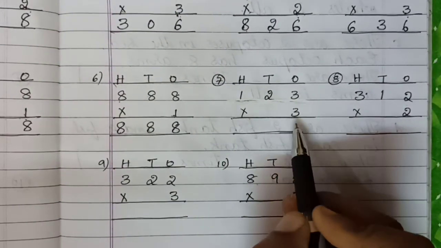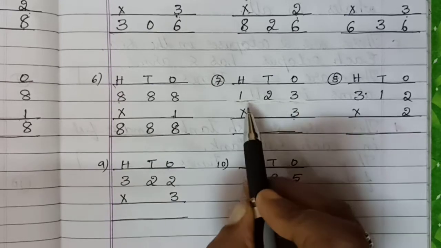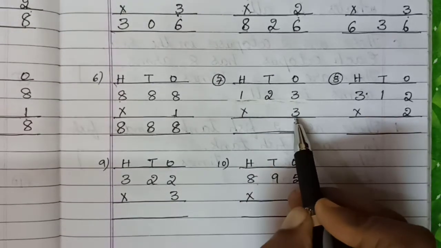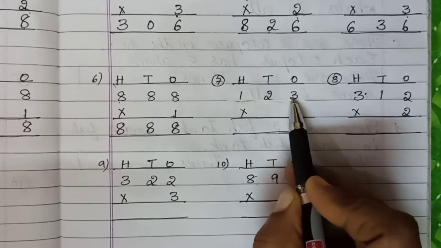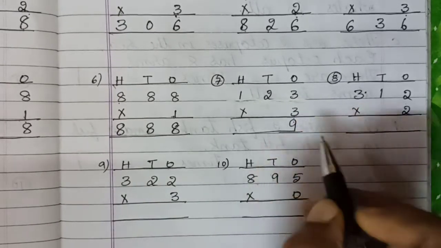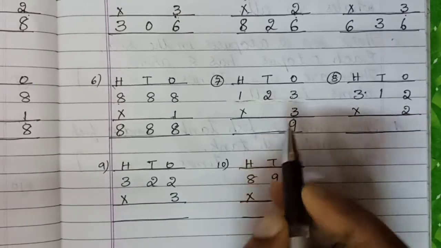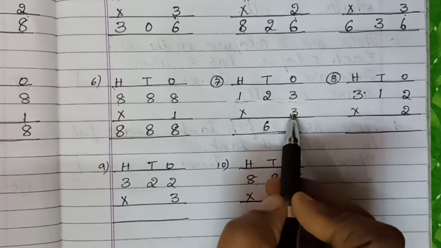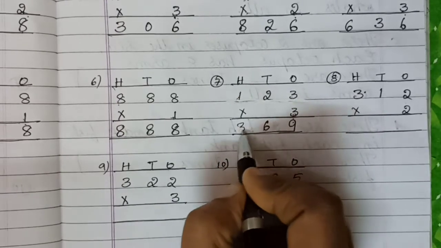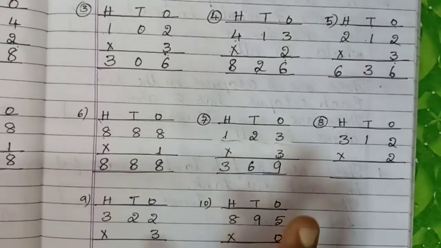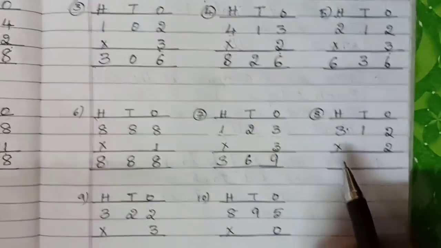You should find out 123 into 3. You should say the 3 ones table. Now say the 3 ones table, children. 3 threes are how much? Yes, 3 threes are 9. 3 twos are 6. Again, in the hundreds place 1 is there. 3 ones are 3. Is it very simple, children? Yes, if you learn the tables, it is very easy.